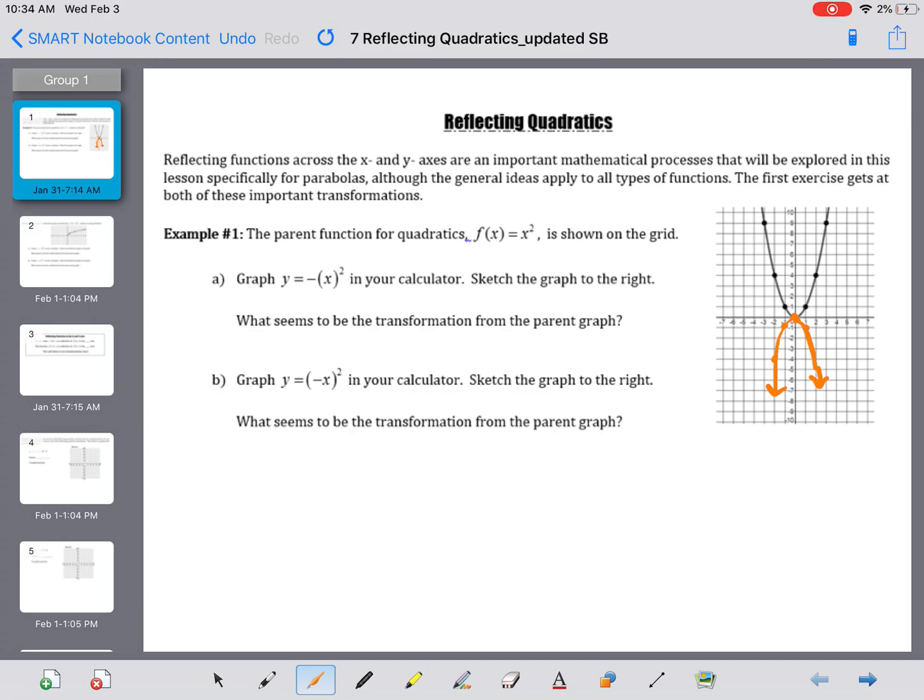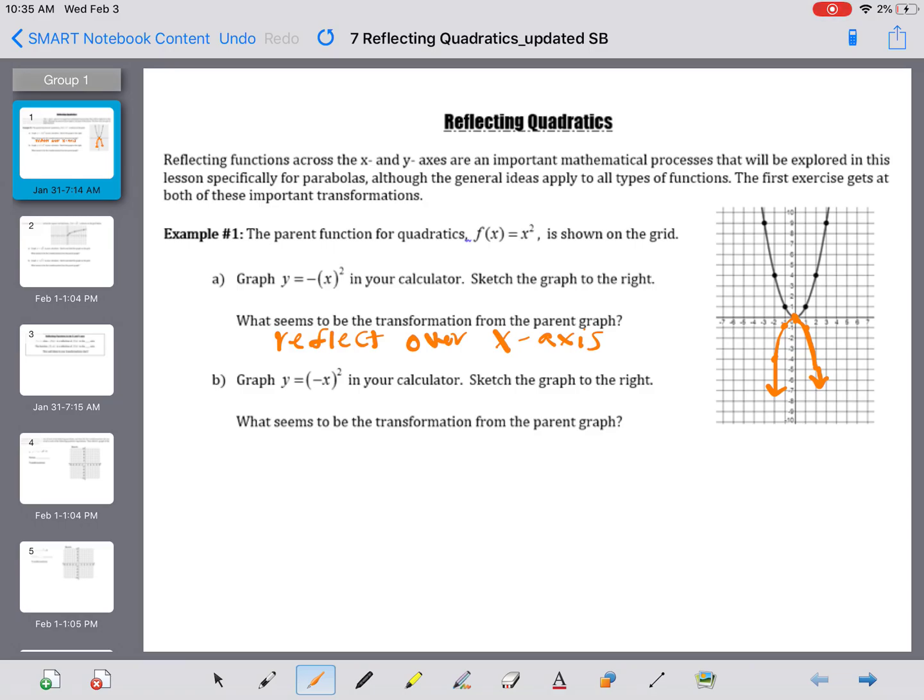So there you go. What seems to be the transformation from the parent function? Well, it looks like we reflected over the x-axis. Looks like we took the original parent function and flipped it over the x-axis, and flipping is the same as reflecting.